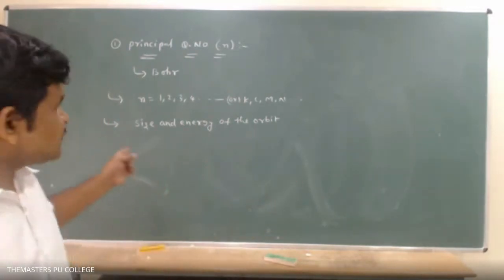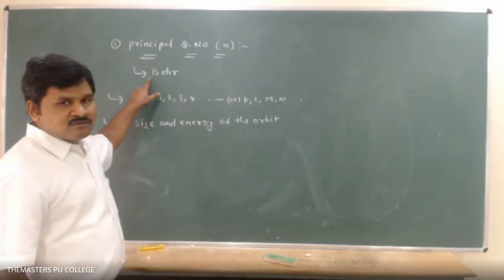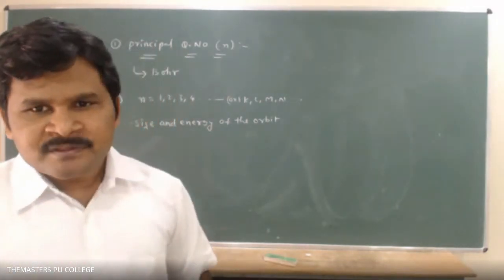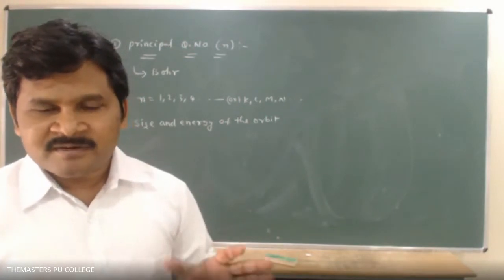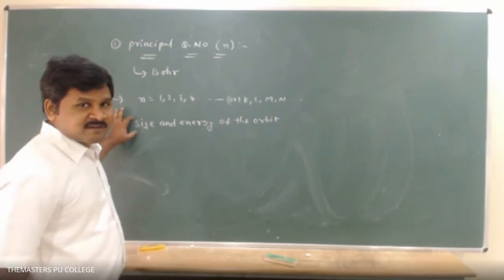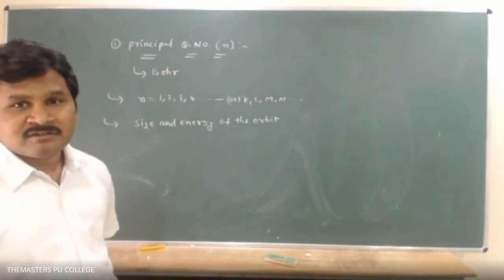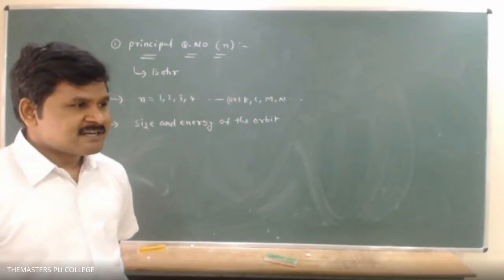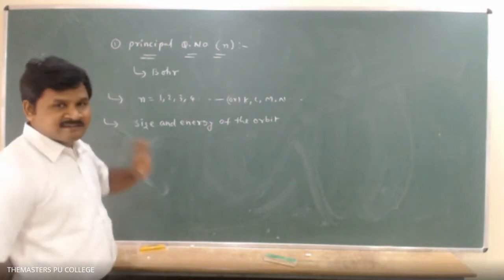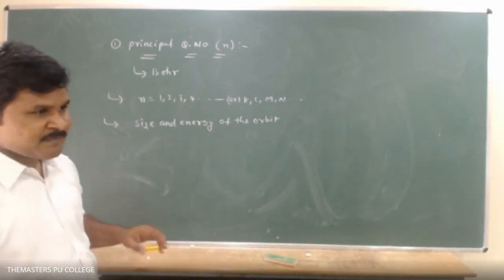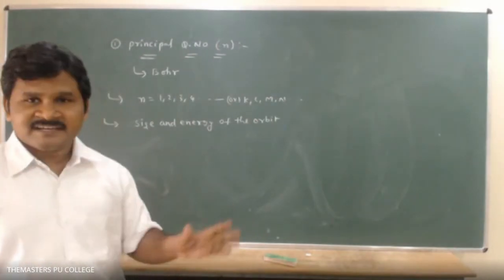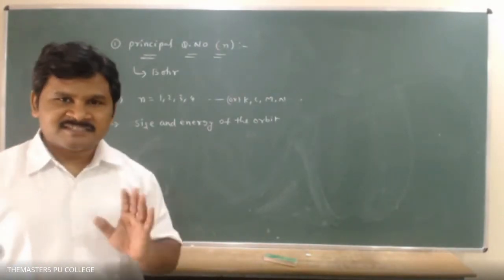Please write down as it is: proposed by Niels Bohr. See, in examination they will ask the significance of quantum number. Significance of quantum number means compulsory you have to write this point. Without this point, if you write proposed by Niels Bohr, represented with n, starts with 1, 2, 3, 4 or KLMN, and write anything else, it is considered a wrong answer only. Significance means significance only you have to write. They ask significance in examination.